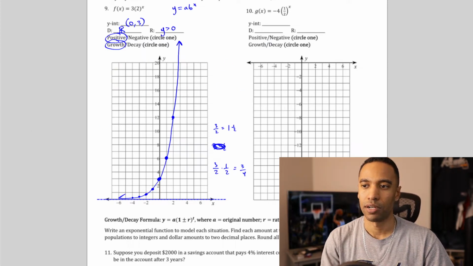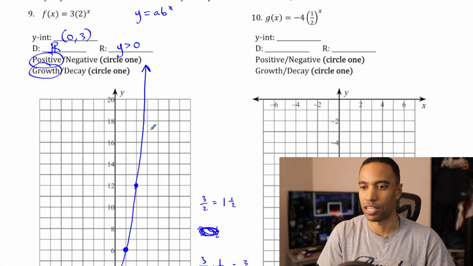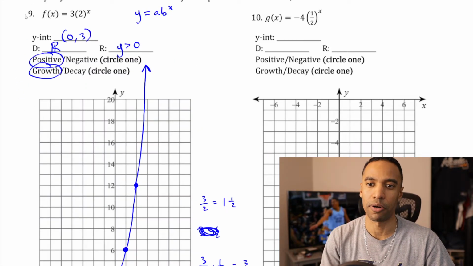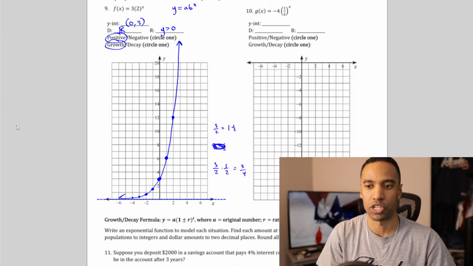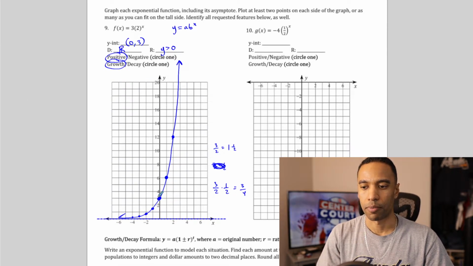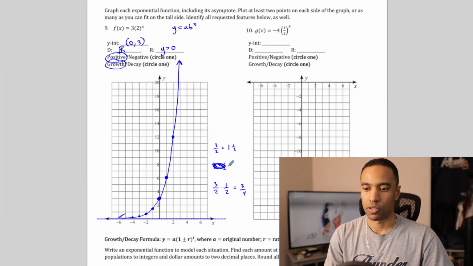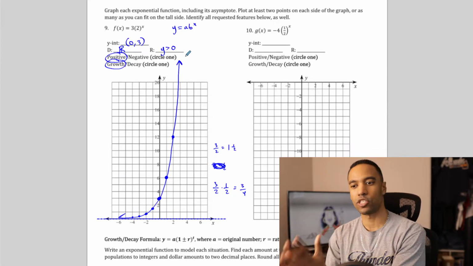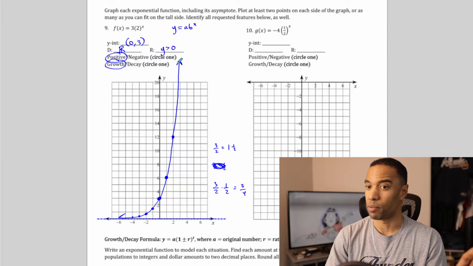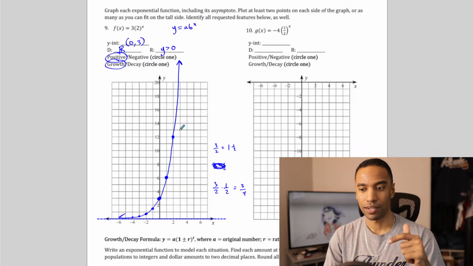All right, number 10. Let's get the information. Oh, hold on. Let's confirm number 9's information. (0, 3) is the y-intercept. That's kind of what I graphed first. Domain's all real numbers. The arrows kind of indicate. This isn't going straight up, by the way. This is going very steeply, but it is still going right?